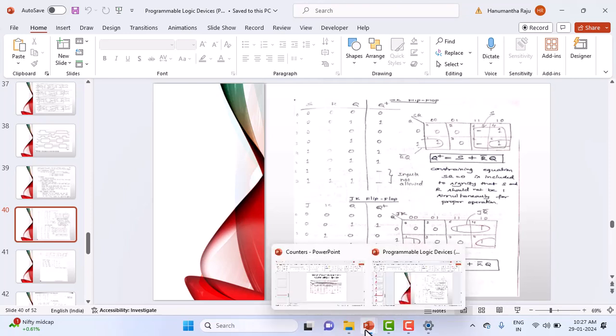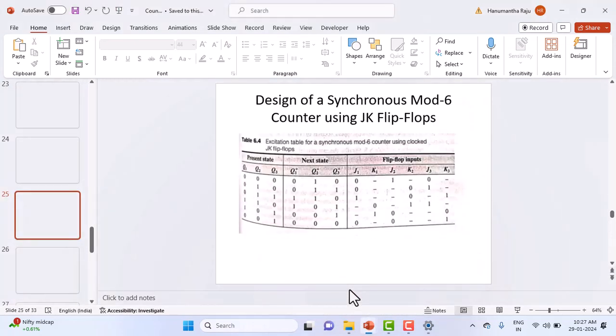Look at now here. So, J1 required is 0 and K1 required is going to be don't care. Now, let me move to the next one. I'm just looking at only the J1, K1 design right now. I am not interested in other flip-flops for the time being. Present state is 0, next state is 0, same, 0 and don't care.